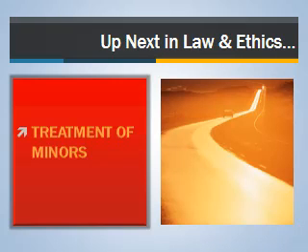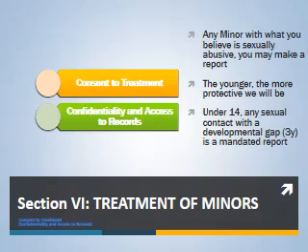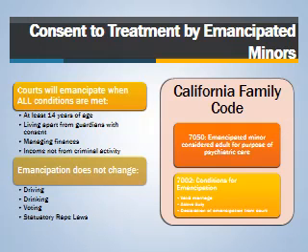Okay, now we're getting into treatment of minors. Treatment of minors is a tricky business. We're going to talk about consent and access to records. Consent to treatment by emancipated minors. First of all, an emancipated minor is considered an adult for the purpose of health care and can do things without parental consent. There are three situations for emancipation.